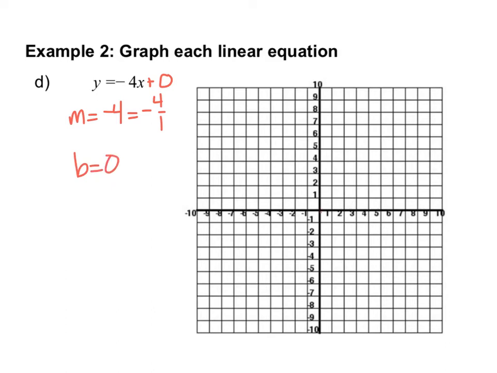So this is going to be starting right here in the center at the origin of the coordinate plane, and then I'm going to be going down 4 and to the right 1, down 4 and to the right 1, or up 4 and to the left 1, up 4 and to the left 1. And again, that is using the fact that I should have a negative line because my slope is negative. So this is a very steep line that crosses through the origin.